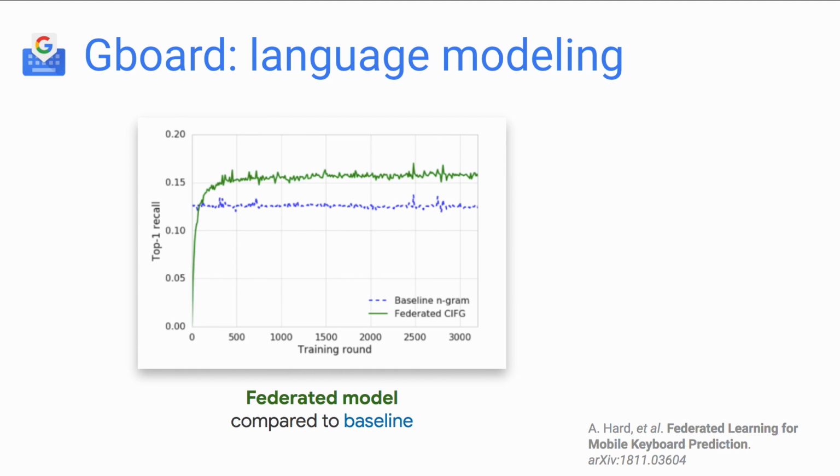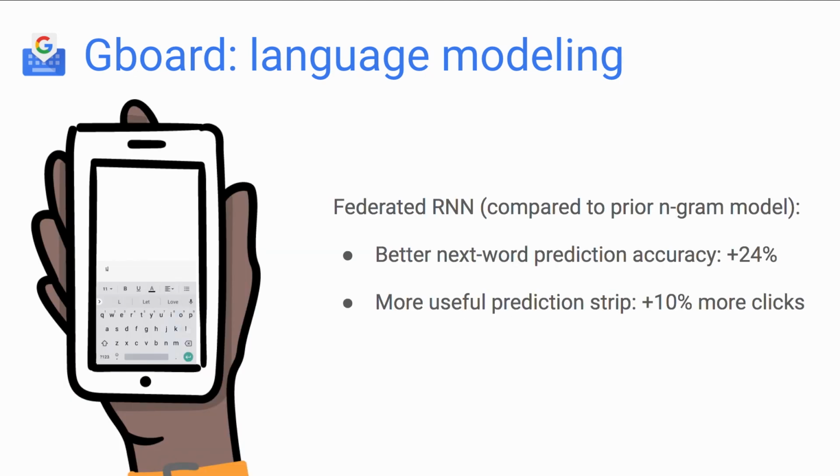So the Gboard team used federated learning to train a state-of-the-art recurrent neural network for language modeling, which they used to replace one of their previous baseline n-gram models. And this led to a really substantial improvement in accuracy, so plus 24% next word prediction accuracy. So this was a really exciting moment for the team. I mean, this is exactly why I'm excited to be working on federated learning. We can deliver really big improvements to user experience in a very privacy-preserving way.